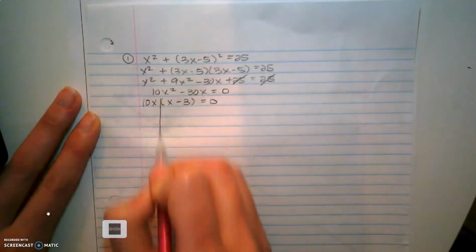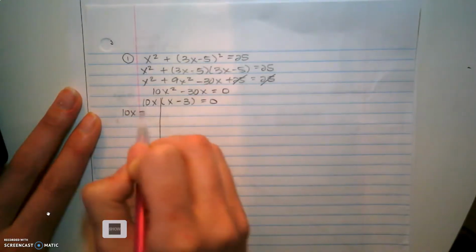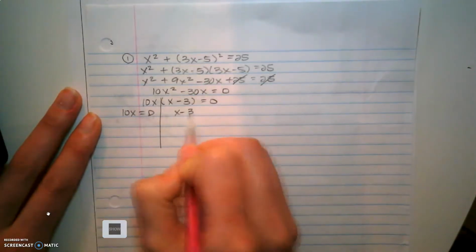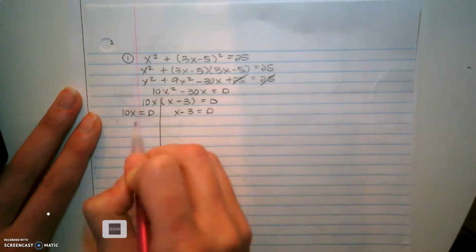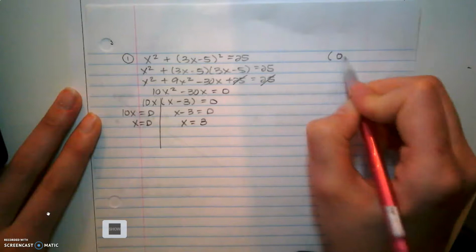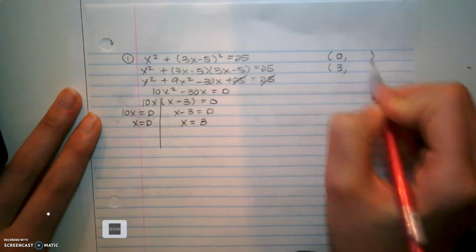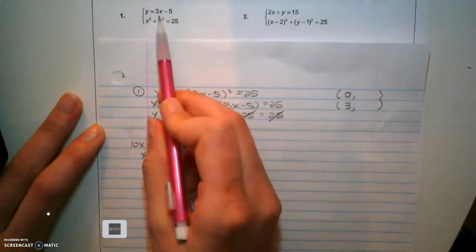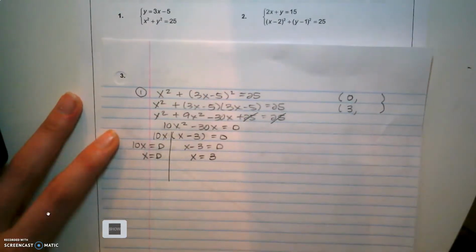So I'll split my factors. I have 10x equals 0 and x minus 3 equals 0. So I'm going to get x equals 0 and x equals 3. So my final answers over here are going to be 0 comma something and 3 comma something. I'm going to go back to this linear function and find these y values.